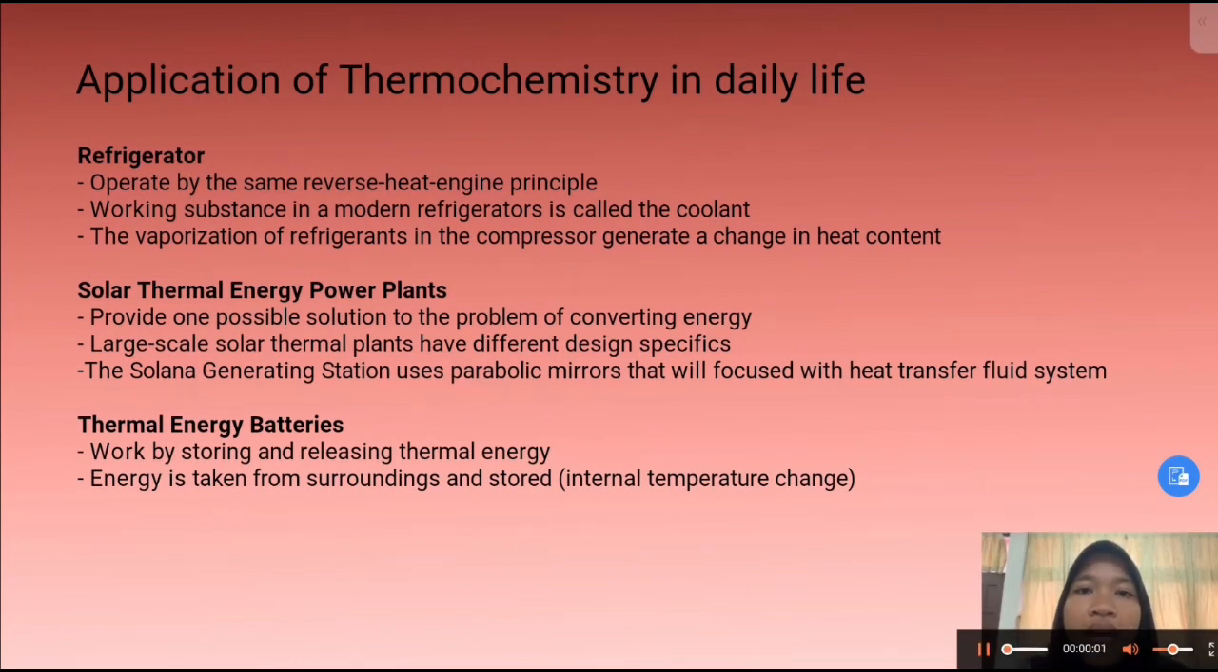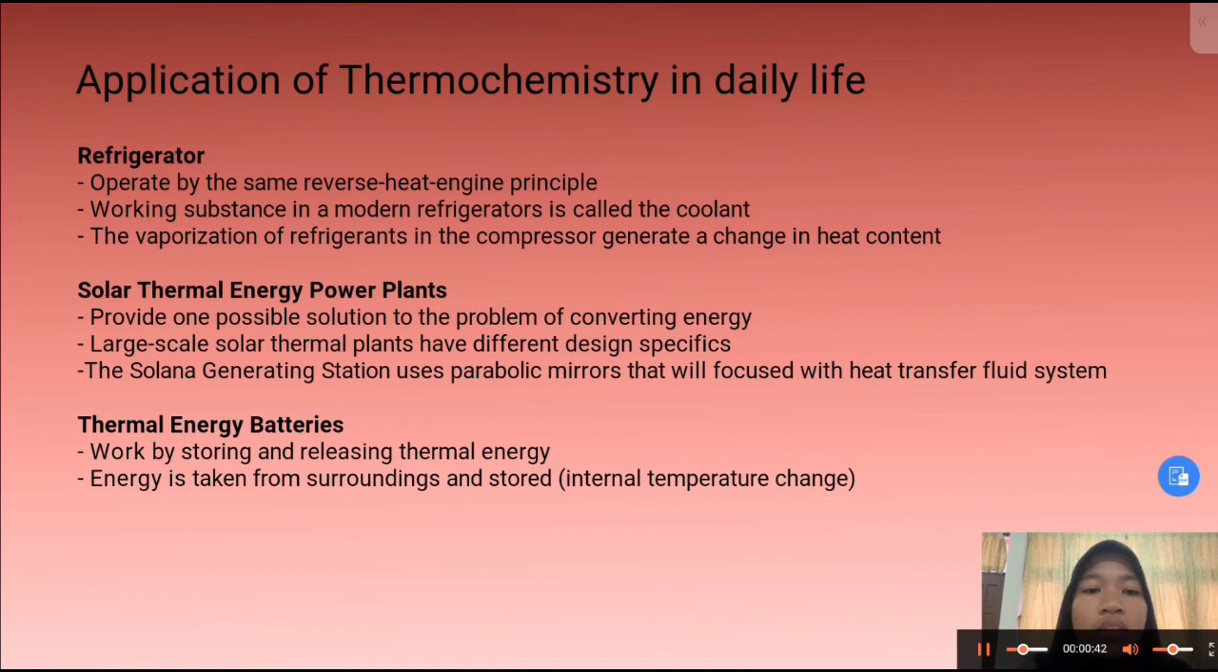Next, we move on to the application of thermochemistry in daily life. First, we have refrigerators. Refrigerators operate by the same reverse heat engine principle of converting work to heat, but use substances other than air. The working substance in a modern refrigerator is called the coolant. The coolant changes from gas to liquid as it goes from higher to lower temperature. Both the vaporization and condensation of refrigerants generate a change in heat content under constant pressure.